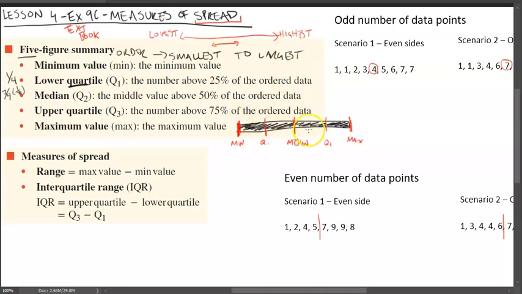Once we find what these values are, we can work out the actual measures of the spread. There are two important measures. The first one, and the easiest one, is the range. The range is just taking the max value and subtracting the minimum value. For instance, if I had some data set where the minimum value was 2 and the maximum value was 11, in this case my range would be 9, because my numbers range from 2 to 11, so there's a difference of 9 here.